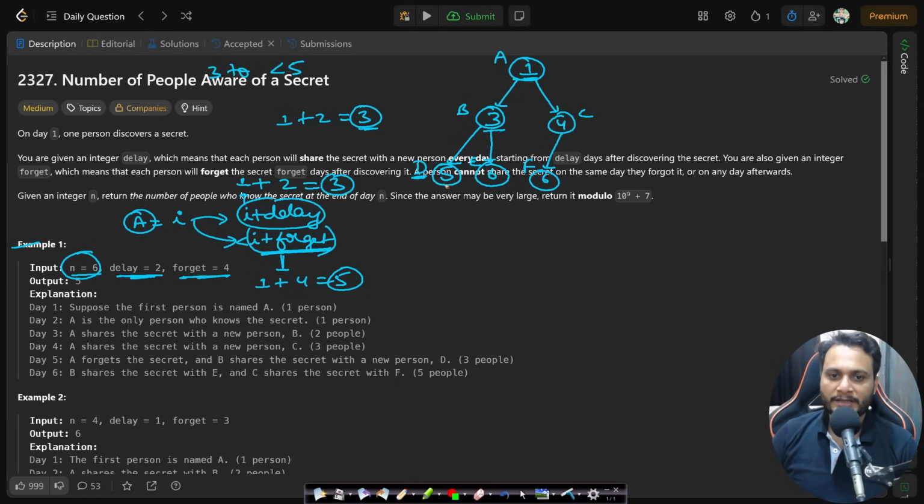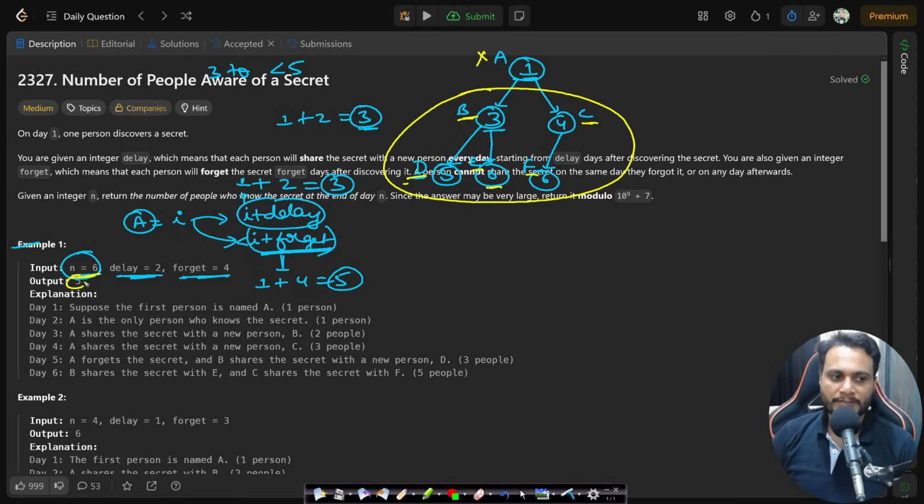If you talk about D, then D also cannot share because the next time that it can share will be 5 plus delay period, which will be 7. So at this point of time, if you look at this tree diagram, then on the nth day, who all know the secret? D, E, F will know the secret, B and C will also know the secret, but A will not know the secret because A has forgotten it when the day is 6, right? So how many people know the secret? 5 people: B, C, D, E, F.